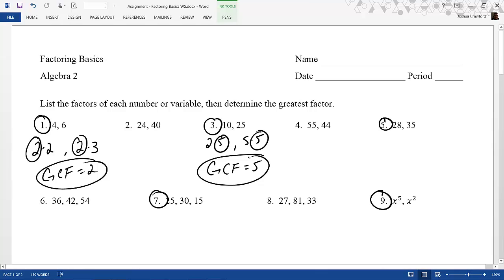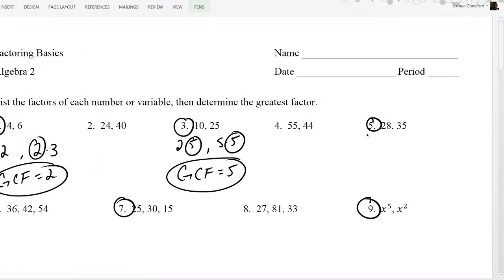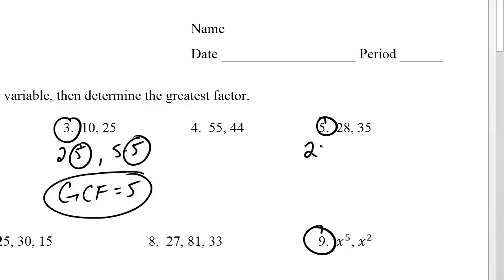Number 5, 28. Big number, but it's pretty easy still. 28 breaks up to, let's see, 2 and 14. 14 breaks up to 2 and 7. So 2 times 2 times 7 is 28. Then 35 is just 5 times 7. So the only thing in common is 7. So your GCF equals 7.